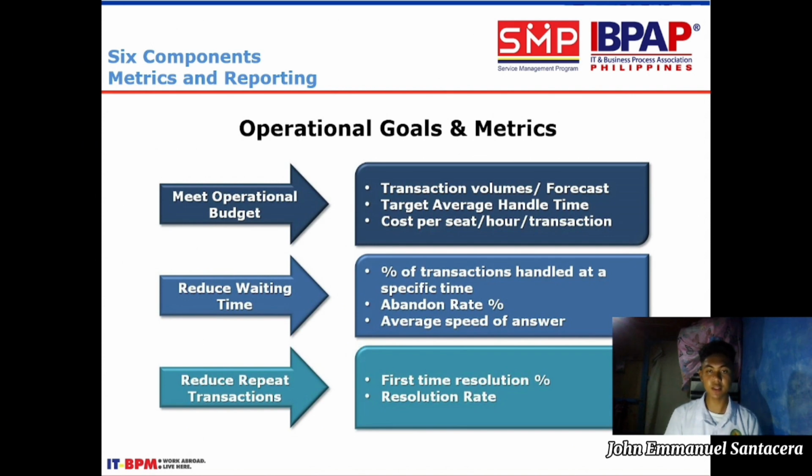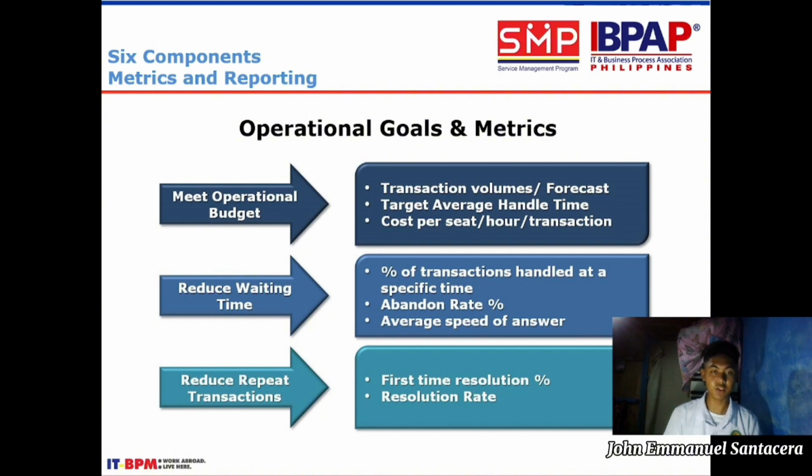Reduce waiting time. What are you going to do to reduce the waiting time? Here is the list: percent of transaction handled at a specific time. In that case, you need to work as fast as you can to reduce the time for the transaction. Abandon rate happens before completing the intended action. Average speed of answer is how you answer quickly and accurately so you can reduce the waiting time of your customer.